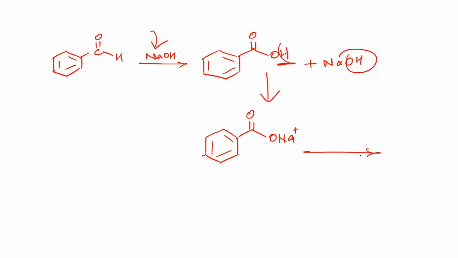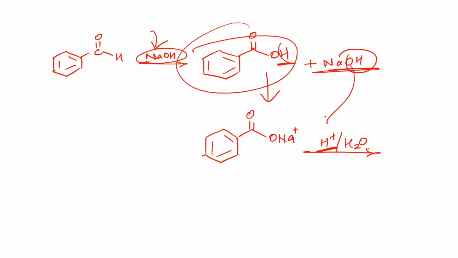But if I change the condition to acidic workup, that means if I add acid and water, then this particular acid will react with NaOH, and here I will be getting this carboxylic acid only. So NaOH will now have an acid to react with rather than reacting with the carboxylic acid. That is why we use acid workup.